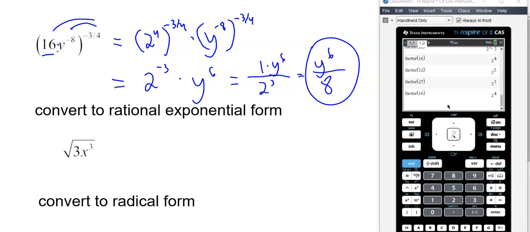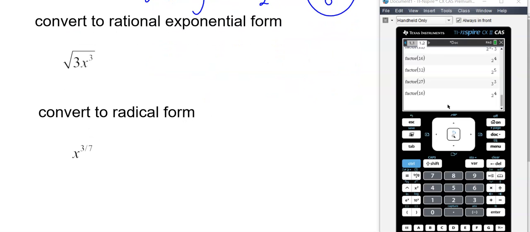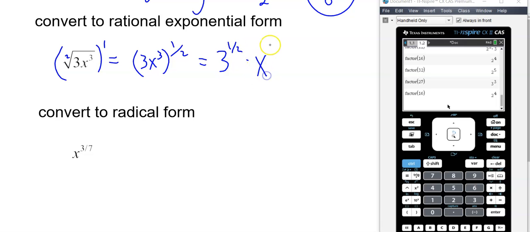Convert to rational exponent. Anytime it's kind of tough, it's not a bad idea to convert it. The problem might say just convert this to rational exponent form. So this is going to be 3x to the third, to the power of, this is essentially the 1/2 power. Remember, square roots are like a 1/2 power. So you could write this as 3 to the 1/2 times x to the 3/2.